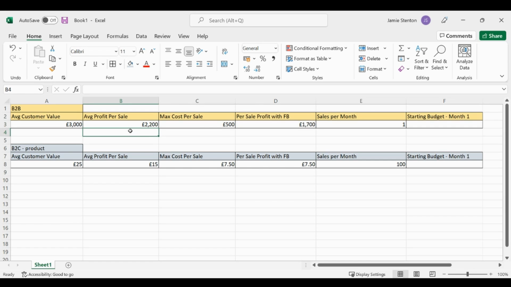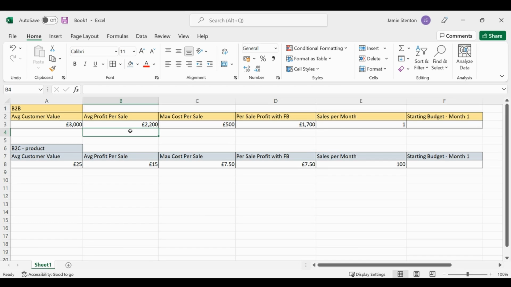Now you might think, well, what's the average profit per sale? If they're quite high and they're already meeting their monthly break even and revenue targets, then the profit per sale is going to be quite good. Let's say it's £2,200 just for the purpose of this exercise. And then the following question is, what's the maximum cost in Facebook ads that you would be happy with?